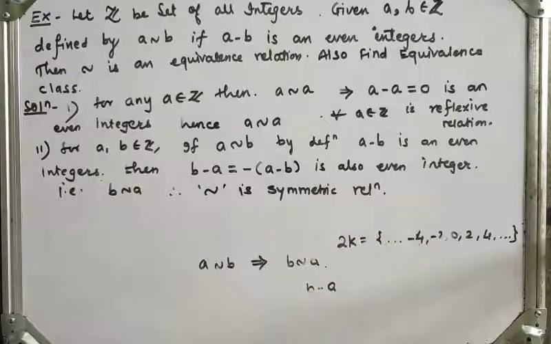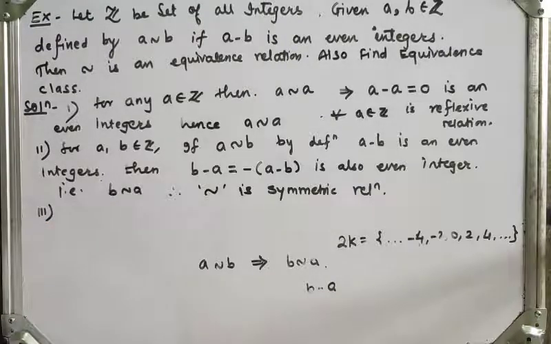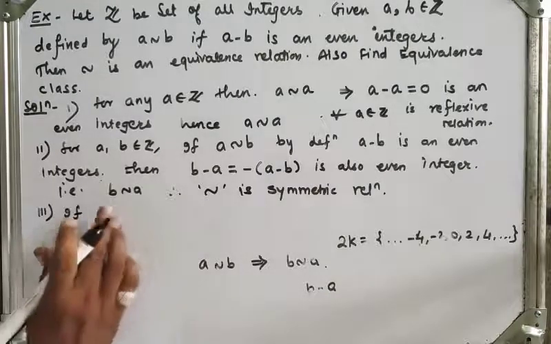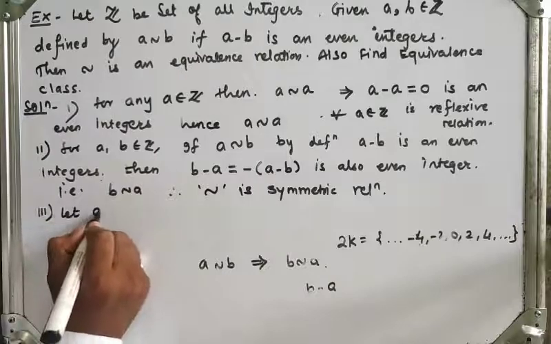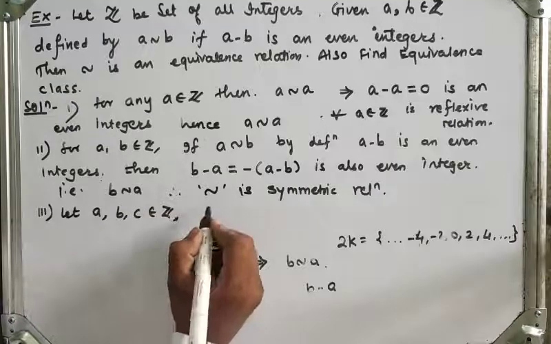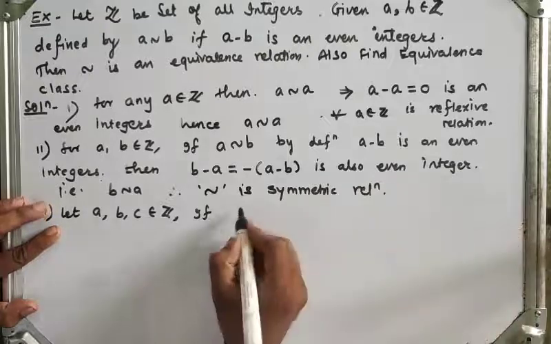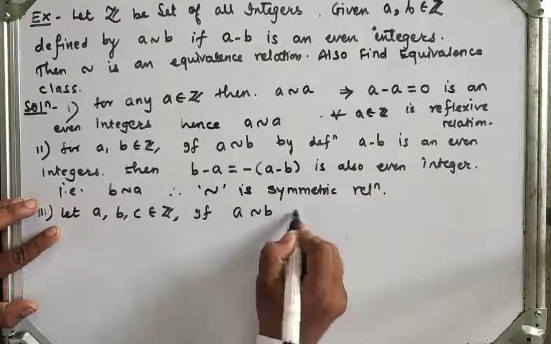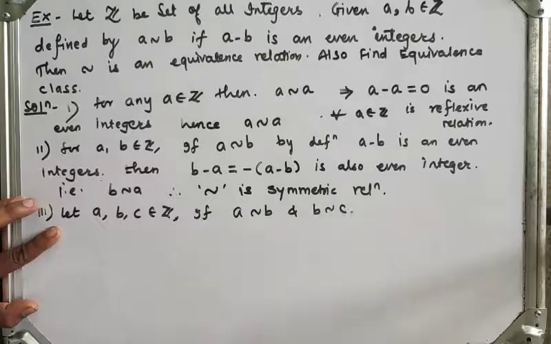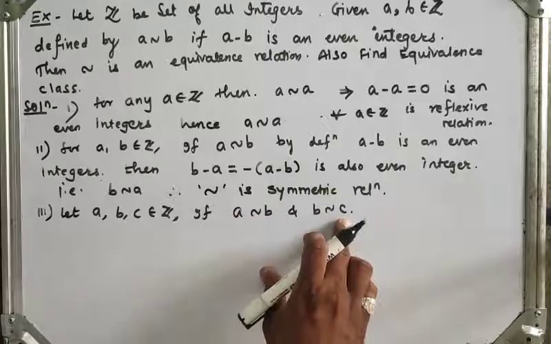tilde is a symmetric relation. Now third condition, we have to show that tilde is transitive. So third condition, for a transitive relation I want three elements. So now let me take A, B, C from the set of integers, and if I have two conditions, what are the conditions? If A is equivalent to B and B is equivalent to C, then finally what will I get? A is equivalent to C, right?